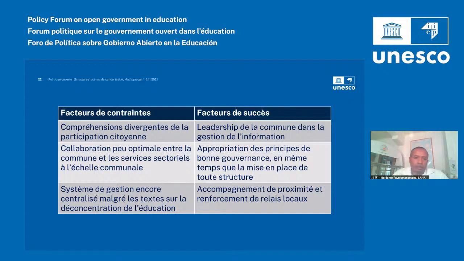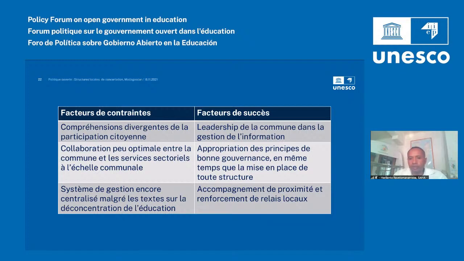And their argument is that these are people that they are specialized and that they really know what's involved in improving quality of education, and the citizens will just criticize the quality. And there's less than optimal cooperation between the municipality and the sectoral services. The management system is still centralized.